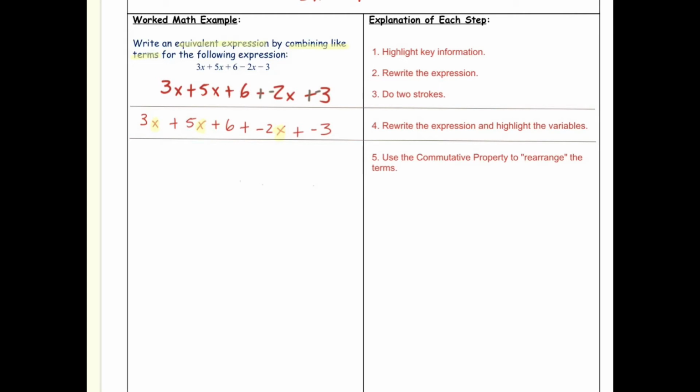We are going to start by using the commutative property to rearrange the terms. That means I'm going to move them around. I need to put all my variables on one side and all my constants on the other. So every single term that has a variable that we highlighted earlier, we're going to put on the left. And we get 3x plus 5x plus negative 2x plus 6 plus 3.